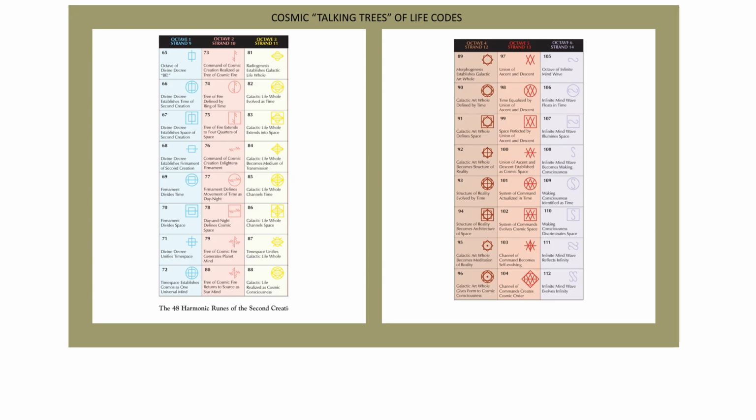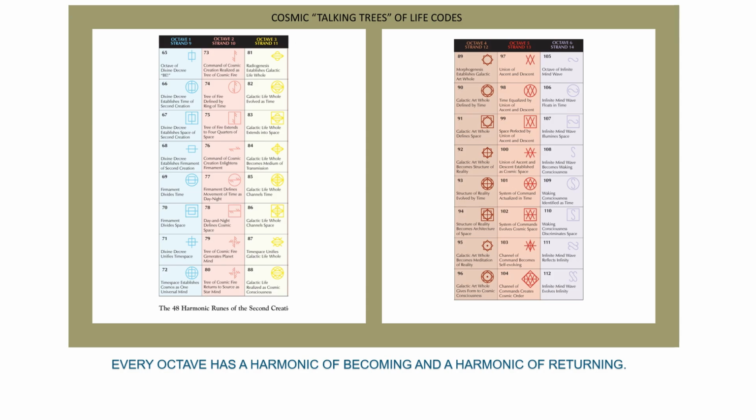These are the cosmic talking trees of life codes, the same codes that we saw in the electromagnetic axis on the other slide. Every octave has a harmonic of becoming and a harmonic of returning, and let me explain that. When we say becoming, it is the process of involution. Not evolution, but involution, meaning that spirit is going in density, going into matter. That's when the vibratory rate slows down. That's basically what happened to our forefathers, coming out of the spiritual realm and going into a material realm.